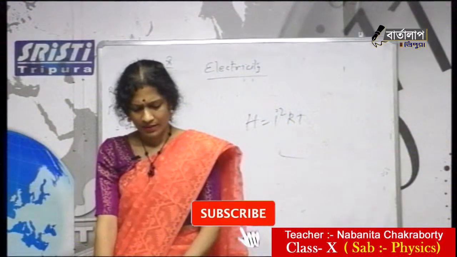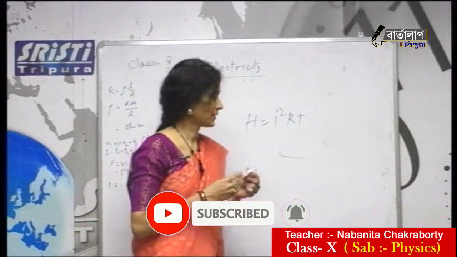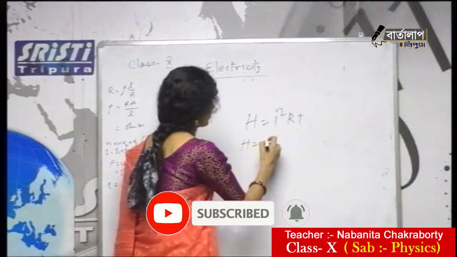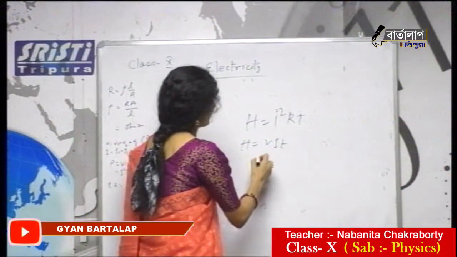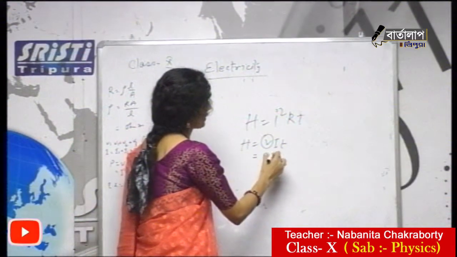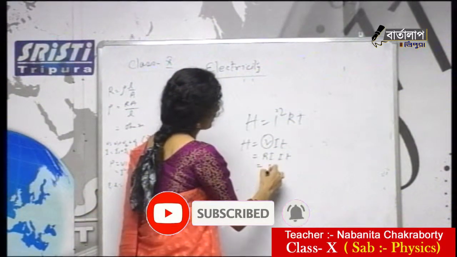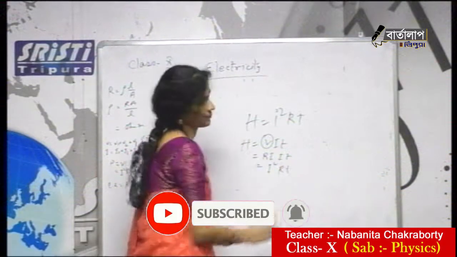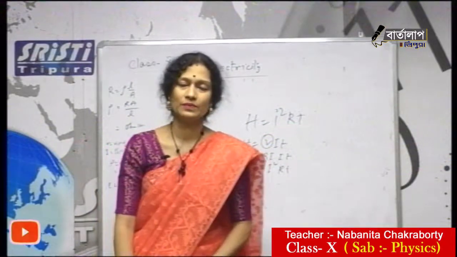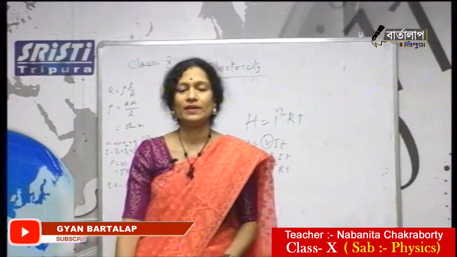That means heat production, it is related to that. Okay, I will explain this at first. H, what can we write about H? H equals V into I into t. What is the value of V? We can write it as IR. That means H equals I square R t. In that way, we can explain Joule's heating effect, the law of Joule heating effect.